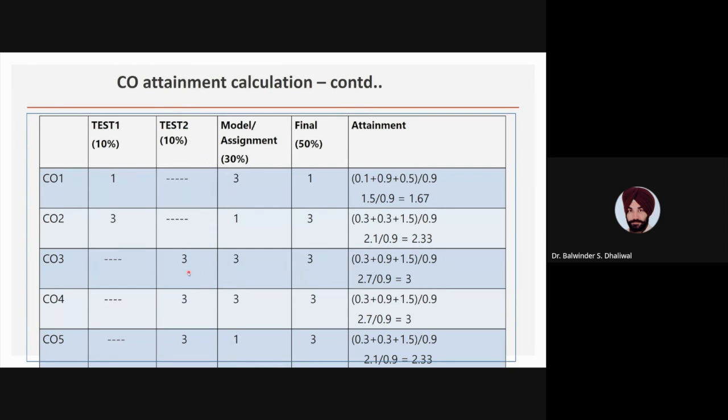Now if we take the weighted average, 3 into 10% is 0.3, 3 into 30% is 0.9, 3 into 50% is 1.5, divided by 0.9, because again for CO3, this 10% is not contributing. The only contributions are from the 50%, the 30% and the 10%. The total of these three tools is 90%, so we are dividing it by 0.9, right? So 2.7 divided by 0.9 becomes 3. Similarly, you can try these calculations for CO4 and CO5, and you can ask if there is any doubt.